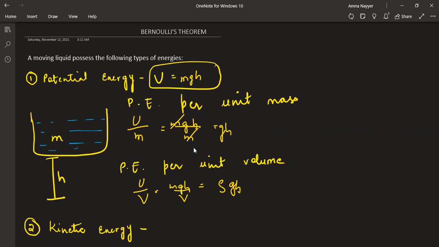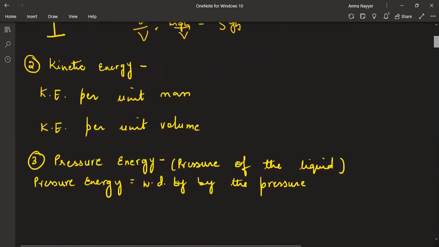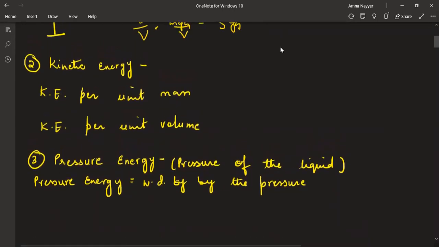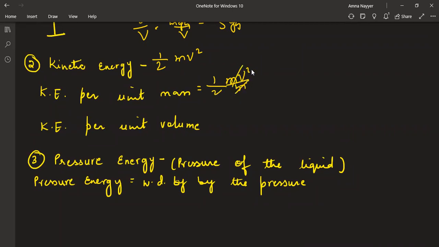Now, the basic formula of kinetic energy is known to you. That is half mv square. Now, kinetic energy per unit mass: half mv square divided by mass. What is left? v square by 2. Kinetic energy per unit volume: half mv square divided by volume. See, mass by volume is density. So, half rho v square.